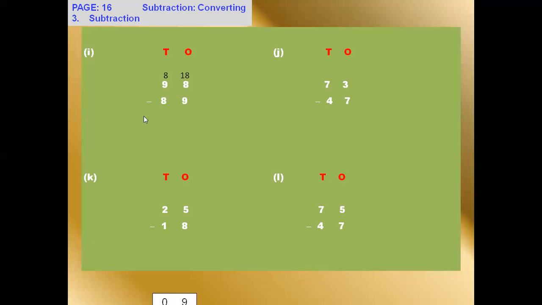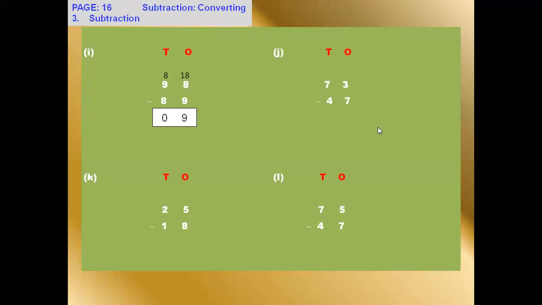Now start from the right side. 18 minus 9 is 9, and 8 minus 8, both are equal, so the answer is 0. So 98 minus 89, the answer will be 9 only. You can read it as 0, 9 or 9, no issue. The next one, J part, 73 minus 47.